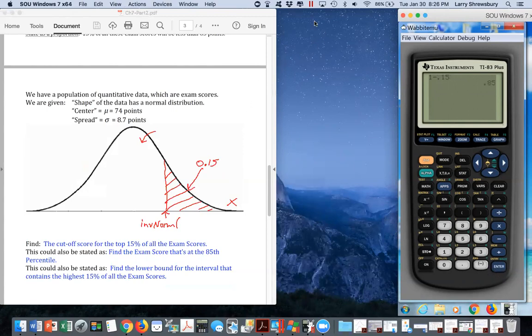0.85. In other words, the data value we're finding is the 85th percentile, because 85% of all the exam scores are less than this. When you're at the 85th percentile, that means 85% of the scores are less and 15% or more, making it the cutoff score for the top 15%. All right, so we better give this 0.85 because it's at the 85th percentile. Put in your center and your spread.